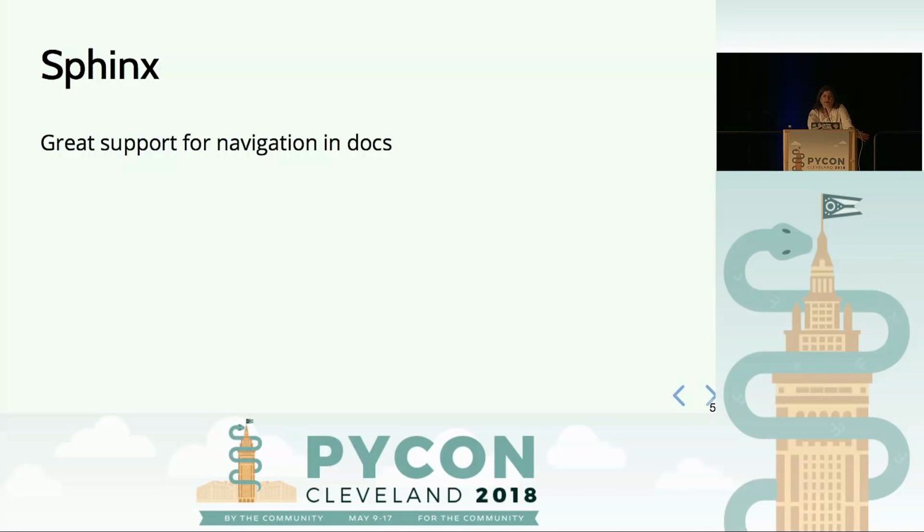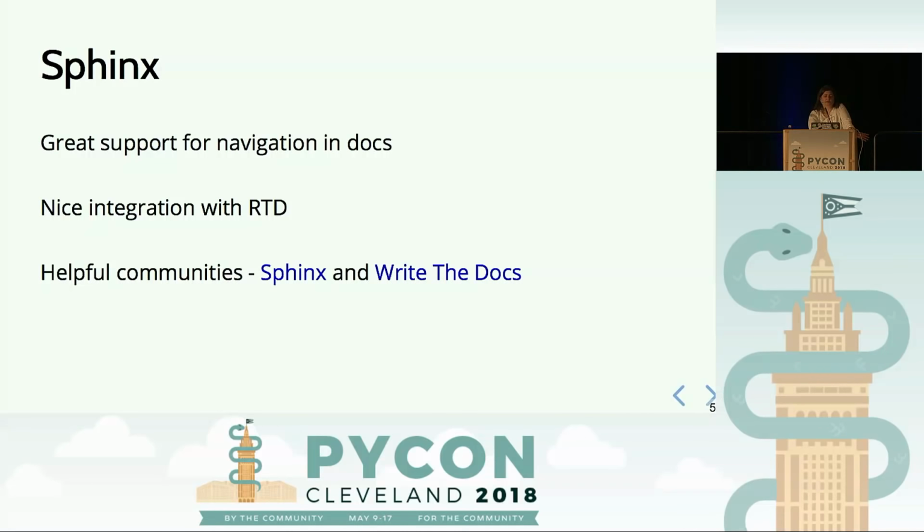So looking at Sphinx, Sphinx has some great support for navigation, which is probably the single biggest reason to use Sphinx. It lets you navigate both within documents and across documents, and also across projects. So it's really, from a professional documentation standpoint, probably the gold standard as far as that goes. It has a really nice integration with ReadTheDocs, and really helpful communities around Sphinx and WriteTheDocs that will answer questions as you get on your documentation journey. And the Sphinx team itself is super responsive and very active, and they're doing great work. So if you're not on 1.7, download 1.7 and move to 1.7, because there are some nice little features that will be useful.